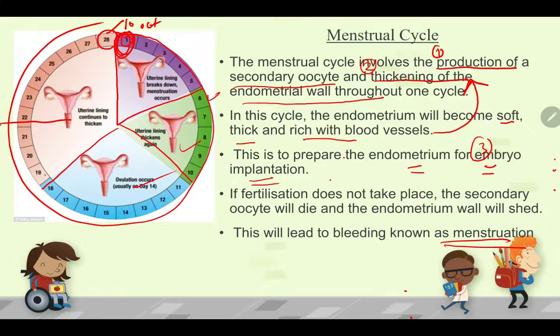hari bulan. Okay, so this is the general overview of what the menstrual cycle is. So perlu ingat menstrual cycle ada 2 key point, 2 perkara penting yang berlaku lah. Penghasilan secondary oocyte dan penebalan dinding. Kaitan antara 2 tu saya dah explain.